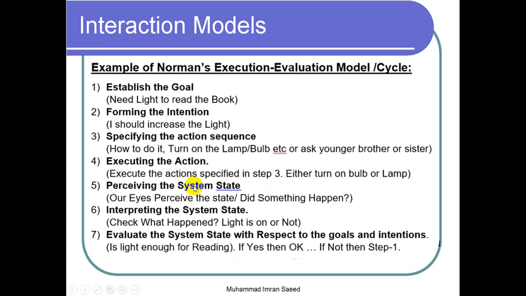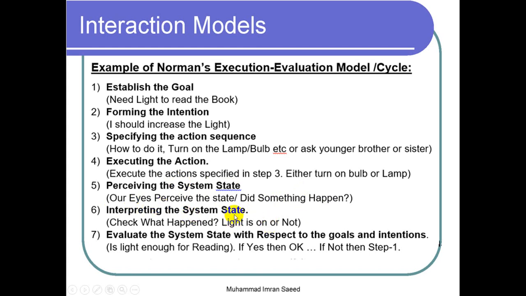Once that perception goes to my eyes, it is sent to the brain, and now in the next step, the brain interprets the system state. Whatever eyes have sent to the brain, now I will check light is on or not. So my brain is performing all these 6-7 steps in no time, but in fact our brain has this activity. So it interprets what happened, light is on or not.